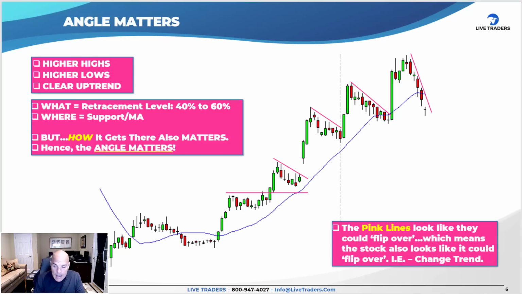So, angle is steeper. Next, depth is deeper. Next, broke the MA. Broke the trend line. 4th move. I should just say 4th pivot of the move.